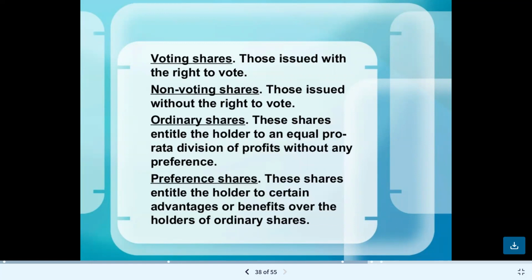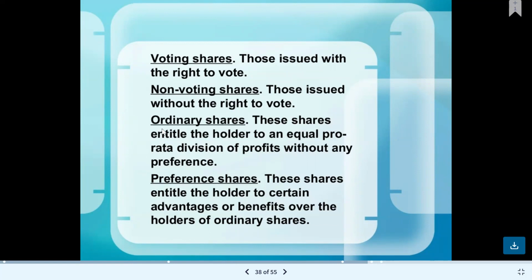Now let's proceed with voting shares and non-voting shares. So voting shares, these are shares issued with the right to vote. Normally, voting shares are ordinary shares. And non-voting shares, those issued without the right to vote, normally these are preference shares.